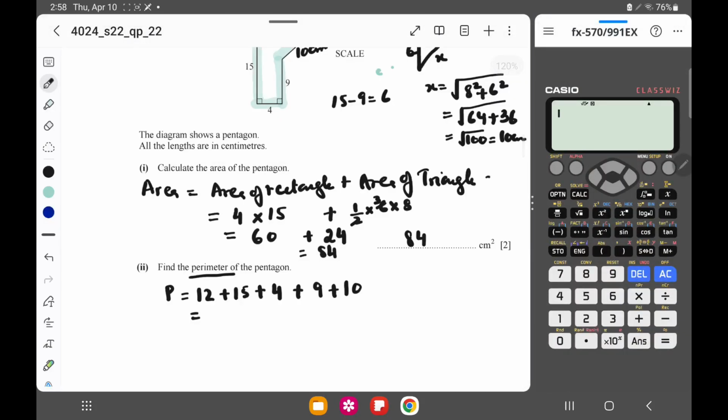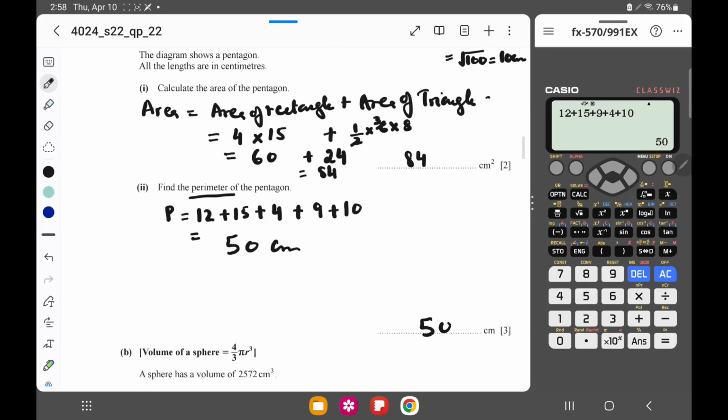Okay, so this is 12, 15, 4, and 10, which equals 50. So the 50 centimeter is the perimeter of this shape.